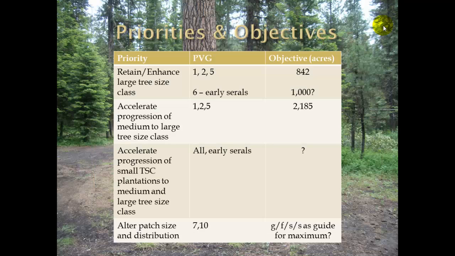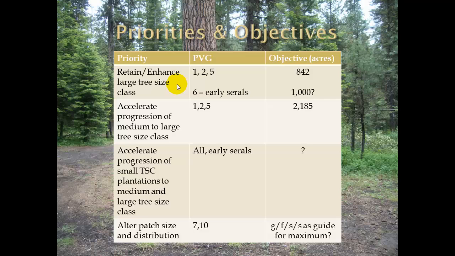So in summary, given the revised data, this summary table has 3 columns: the committee's priority, their recommended priority, the PVG involved, and a suggested objective in terms of acres.